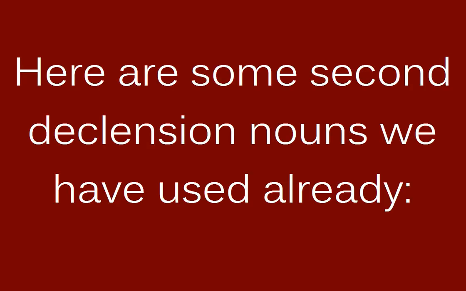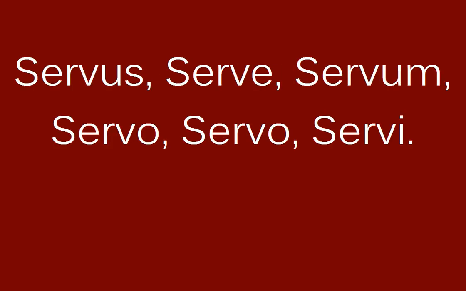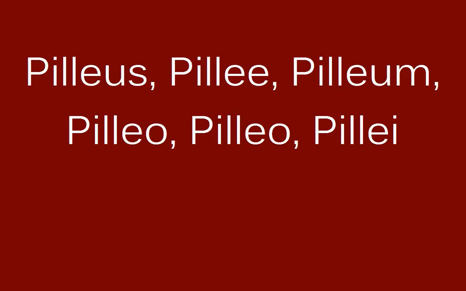Here are some second declension nouns we have used already in the course. Servant, servus, serve, servum, servo, servo, servi. So we have us, e, um, o, o, i. So servus, serve, servum, giving us the museum part, and servo, servo, servi, giving us oi. Two O's and an I. Hat. Pilleus, pillee, pilleum, pilleo, pilleo, pillei. Same again. Us, e, um, o, o, i. Museum oi.